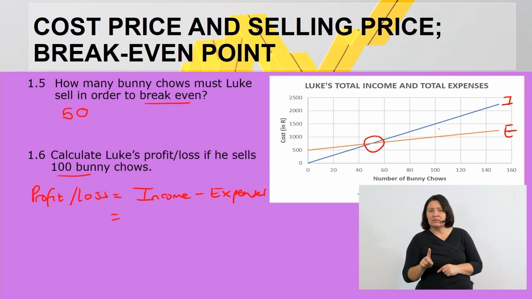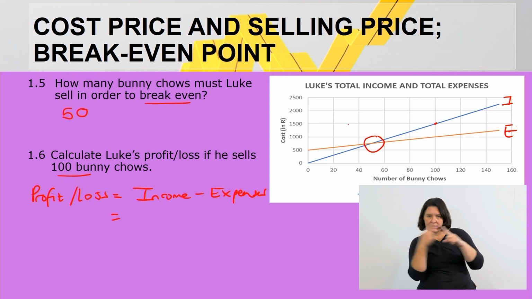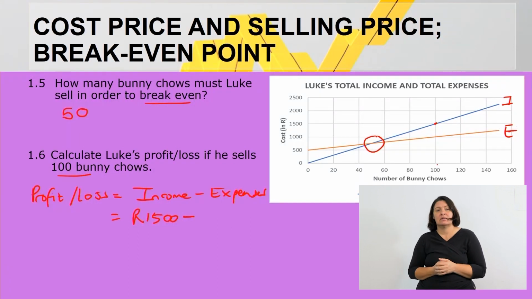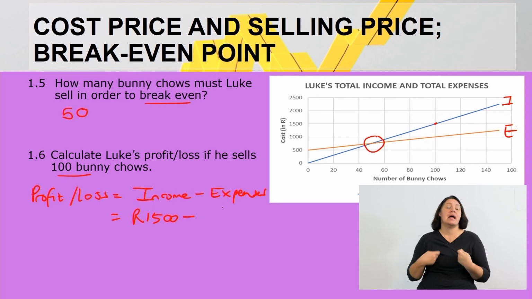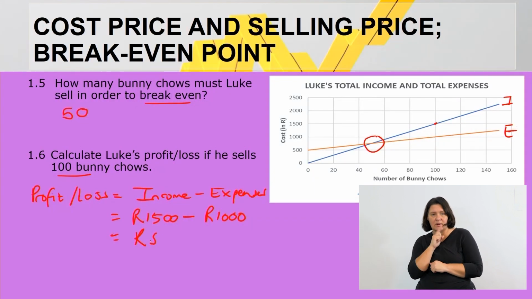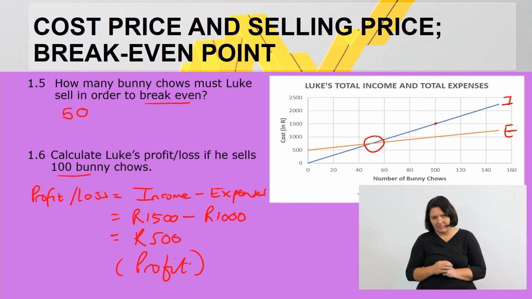So what is his income? Income in this case will be, I go, see that's where they intersect, 1,500 Rand, minus what is his expenses for 100 bunny chows. There's 100 expenses here. So I go all the way to the left. Expense will be 1,000 Rand. So 1,500 minus 1,000 will give you 500 Rand. That's a positive value, so we can conclude that he's making a profit. Okay, I hope that is clear to you guys.